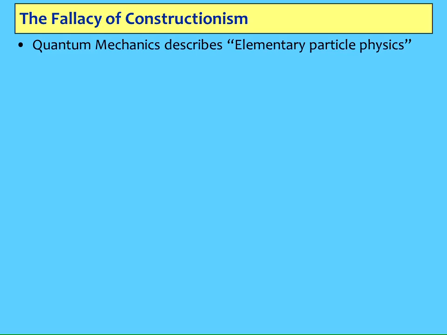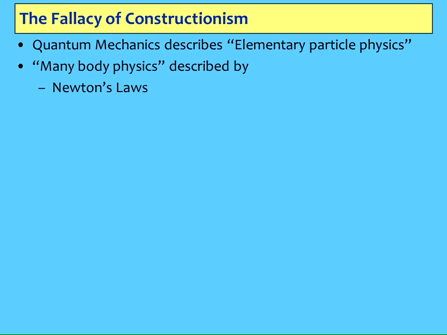Now, to give you an example there, quantum mechanics is the scientific area that describes the behaviour of elementary particles. So if you want to know what's going to happen with protons and electrons, you need to understand quantum mechanics, to understand what quarks are, etc. Planck's constant, all these various terms are an essential part of knowing what actually happens with elementary particles. And many body physics, at the same time, is described by things like Newton's laws.